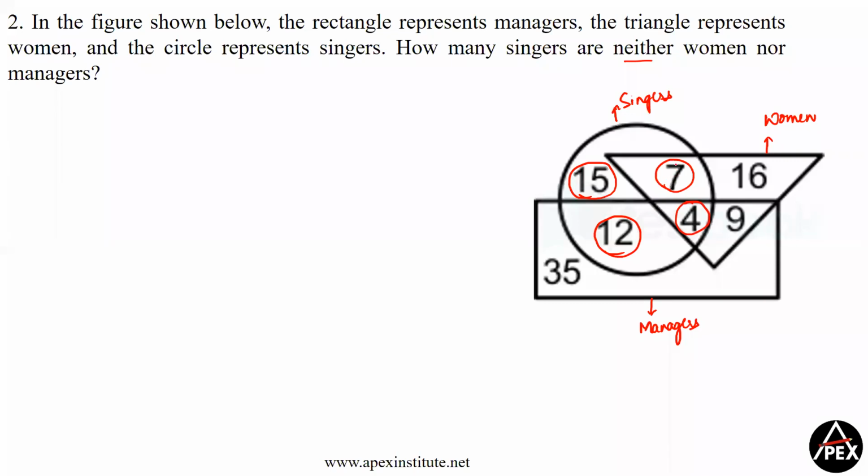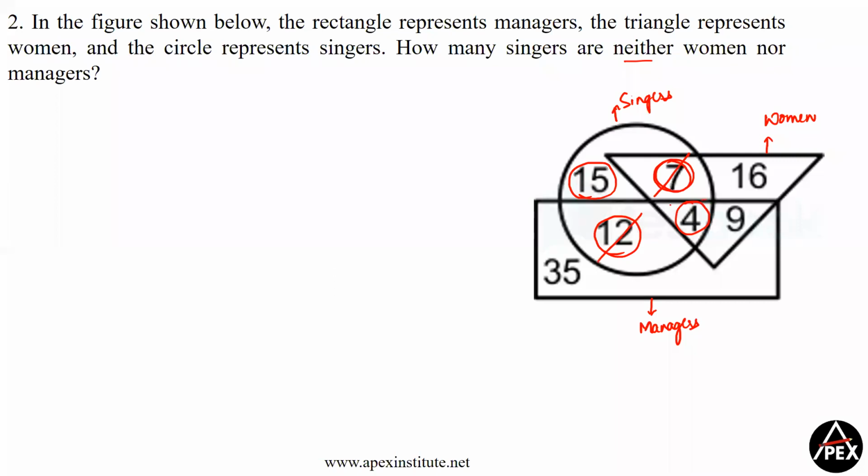Now, can this be 7? No, because these 7 are singers and women, isn't it? But in the question, it is mentioned that they should be singers and they should not be women or managers. So it cannot be 7. Now, can this be 12? No. So 12 represents the region where you have singers and managers, isn't it? So this can also be eliminated.